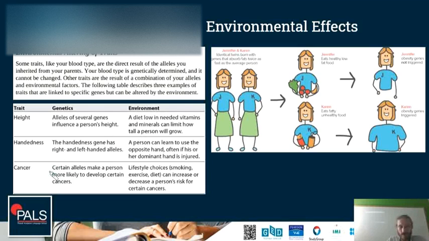Cancer, for example, is another trait. Certain alleles make a person more likely to develop certain types of cancers. However, many lifestyle choices like smoking or less exercise or a fatty diet can increase, or eventually as well decrease, a person's risk for certain cancers.